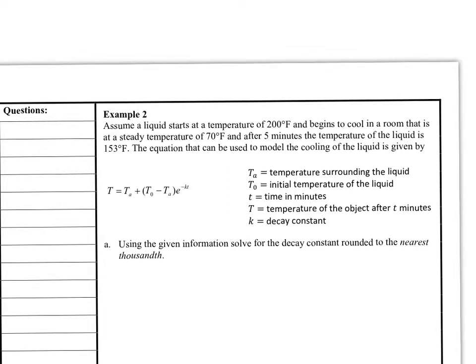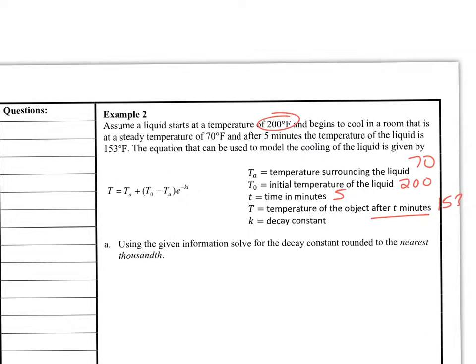Alright, so assume that a liquid starts at a temperature of 200. So temperature, that must be the initial temperature, is 200. Okay? So this guy right here, initial temperature is 200. That's our T sub 0. It says cool in a room that is the temperature of 70. So that's the temperature of the surrounding liquid, right? The temperature surrounding the liquid, so this is 70. That's the temperature of the room. After 5 minutes, so the time is 5, the liquid temperature after T minutes is 153.